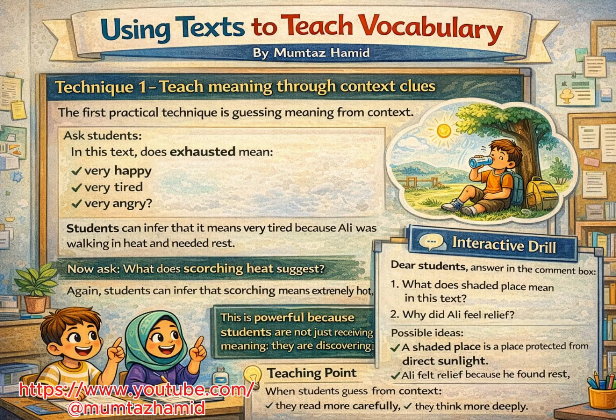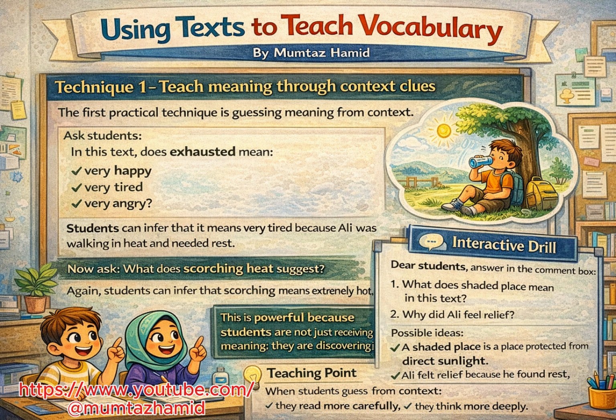Technique 1. Teach meaning through context clues. The first practical technique is guessing meaning from context. Ask students, in this text, does exhausted mean very happy, very tired, very angry? Students can infer that it means very tired because Ali was walking in heat and needed rest. Now ask, what does scorching heat suggest? Mild weather, very hot weather, cold wind. Again, students can infer that scorching means extremely hot. This is powerful because students are not just receiving meaning, they are discovering it.